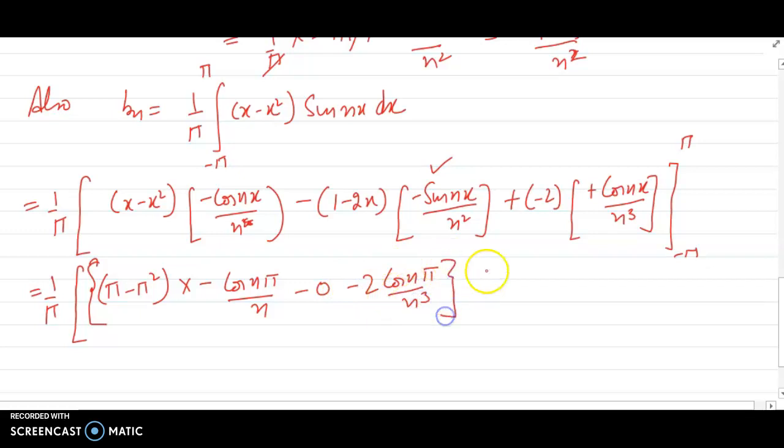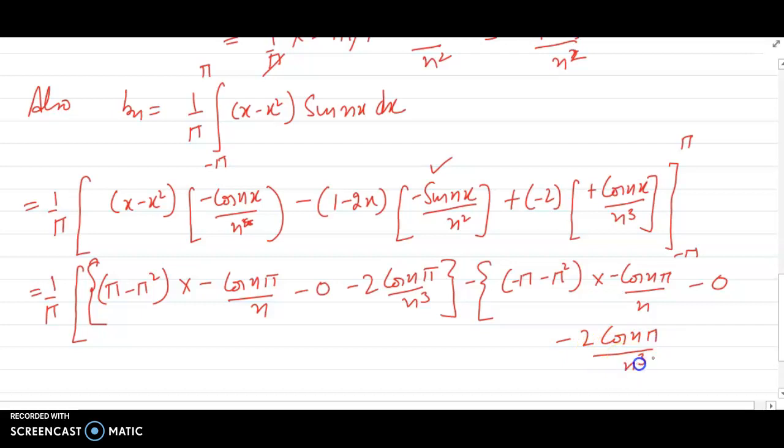Upper limit minus lower limit, I will get minus pi minus pi square into minus cos of n pi by n, because cos of minus theta is cos theta. Second term is 0, minus 2 cos of, again I will get here cos of n pi, because cos of minus theta is cos theta.